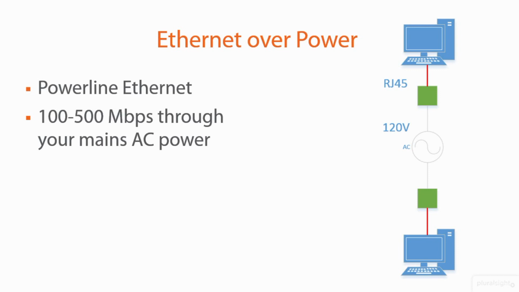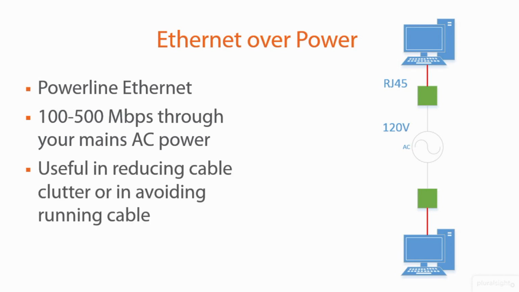And what you're doing with power line Ethernet is actually using mains power, AC power, in your business or home to do data networking. It's actually really cool. You can go nowadays up to 500 megabits per second. And it's useful for many reasons. You can use it to reduce cable clutter. You can use it to avoid having to run cable in your plenum or through your walls or whatnot. I actually have power line running at my house. Look over on the right.